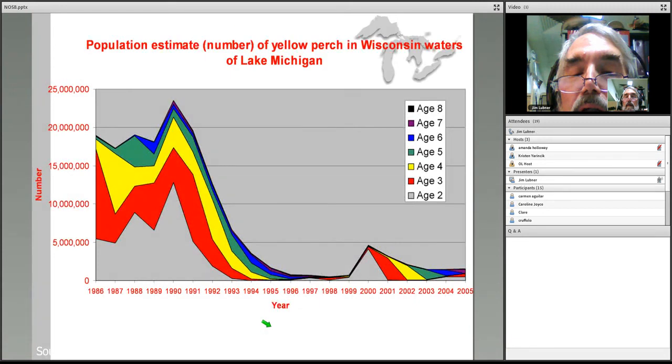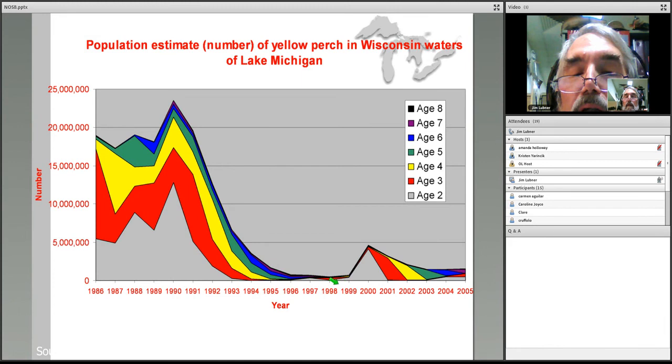This is one of our favorite fish in this area. It was the yellow perch, and yellow perch populations at one time were extremely significant in terms of a commercial harvest, and back in the early 90s, populations collapsed dramatically.